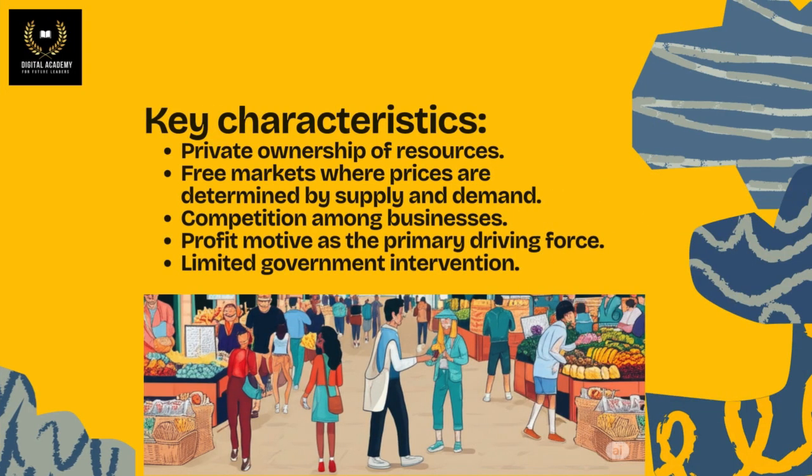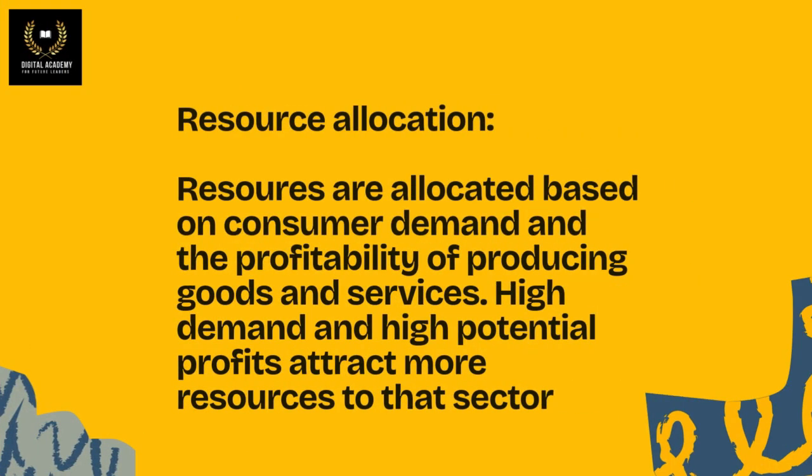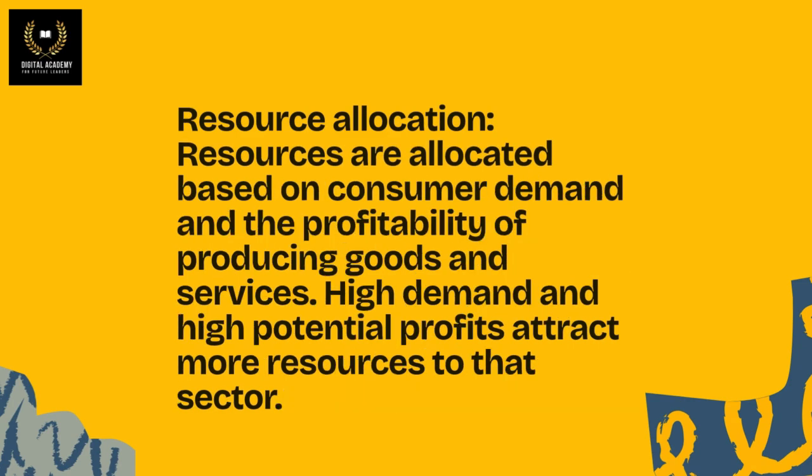Key characteristics: private ownership of resources, free markets where prices are determined by supply and demand, competition among businesses, profit motive as the primary driving force, limited government intervention. Resource allocation. Resources are allocated based on consumer demand and the profitability of producing goods and services. High demand and high potential profits attract more resources to that sector.